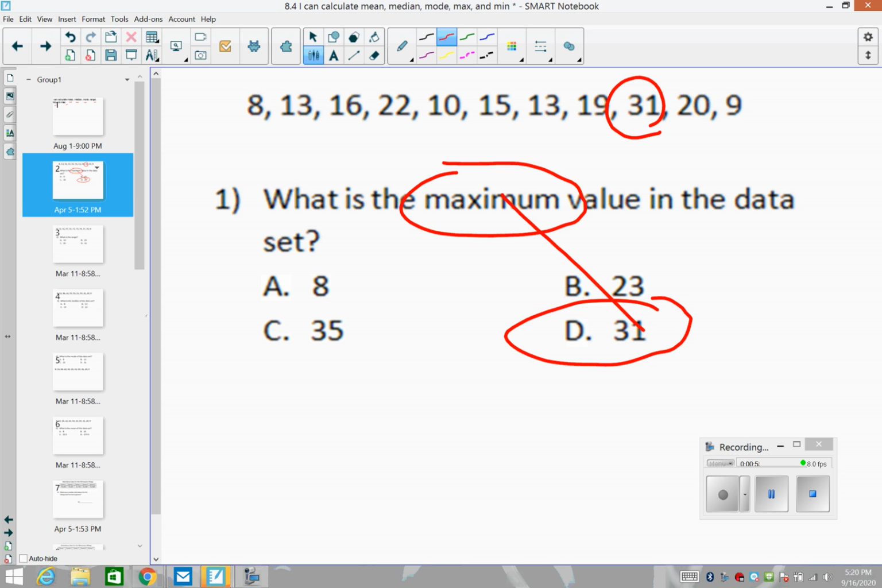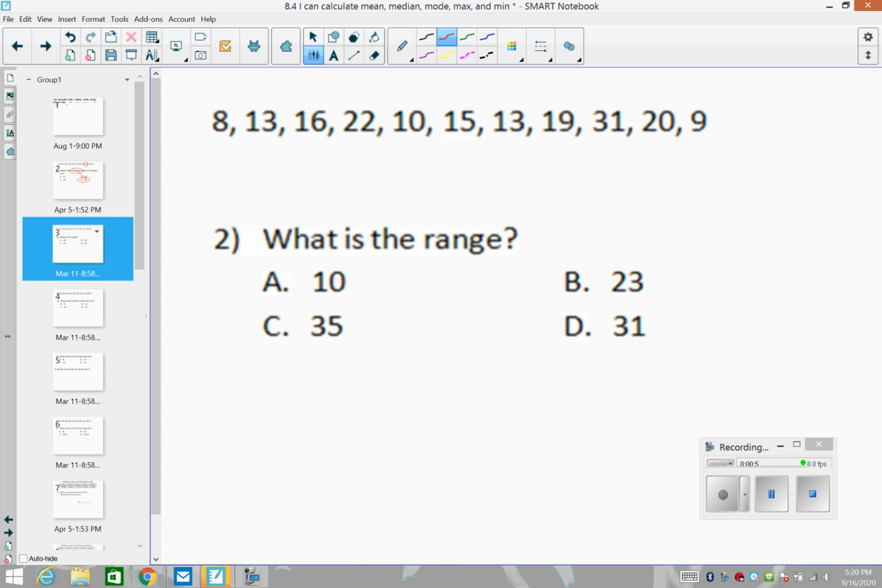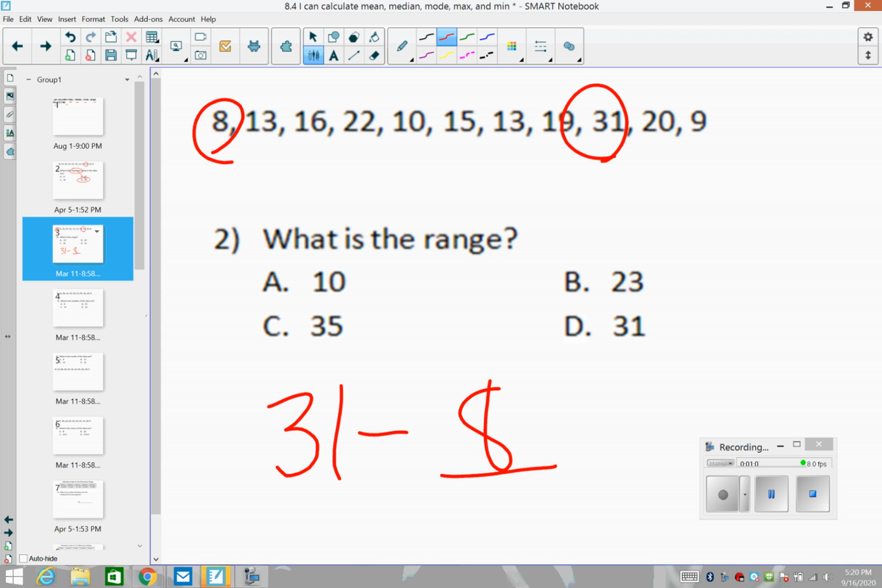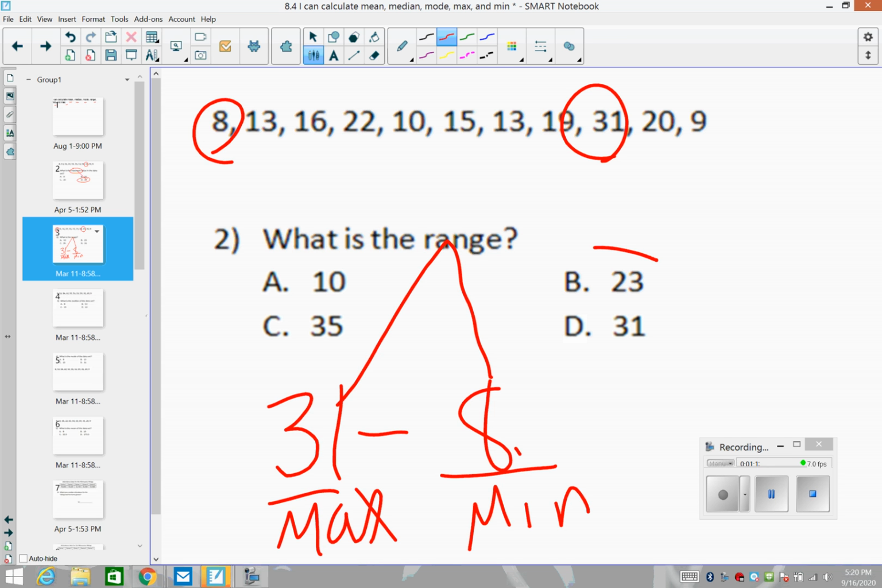Okay, vocab. So the range. Well, the range is 31 for the max minus what's the minimum? Scanning, looking for the minimum value here. And the minimum value is 8. So max vocabulary word minus min vocabulary word gives us the range. So your range should be 23. So that's kind of how the lesson's going to go for the most part. There will be some calculations we'll do.